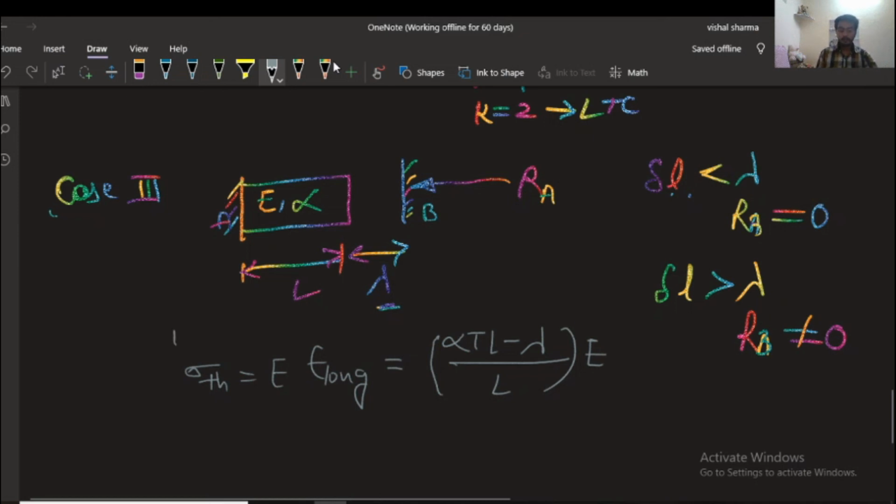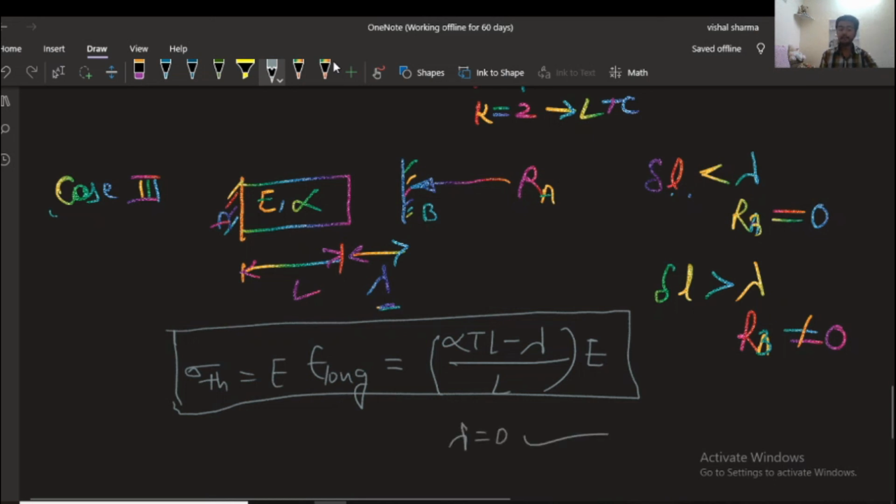So you can use this formula for any of the cases. If it is the case of partially restricted expansion, use this formula. If lambda is equal to 0, then it is the case of complete restricted expansion, and if lambda is equal to alpha TL, then it is the case of free expansion. So from this formula you can learn all three cases which we have discussed.